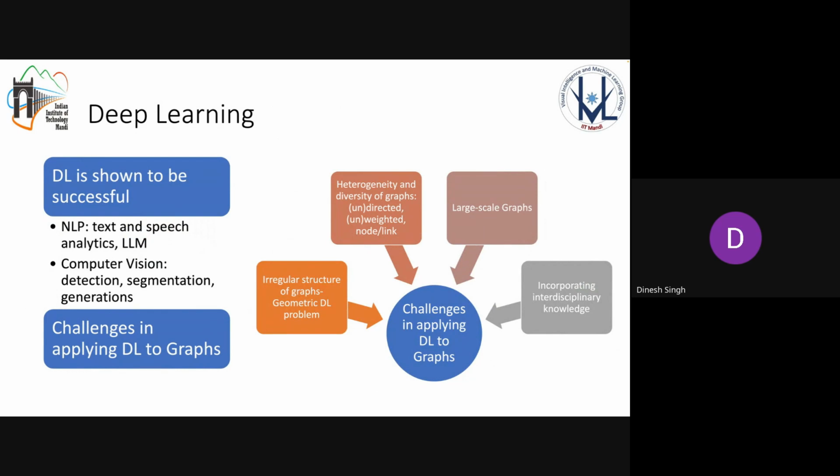Okay, now let's come to deep learning. So these deep graph networks, or convolutional neural networks or graph neural networks, came after the success of deep learning.